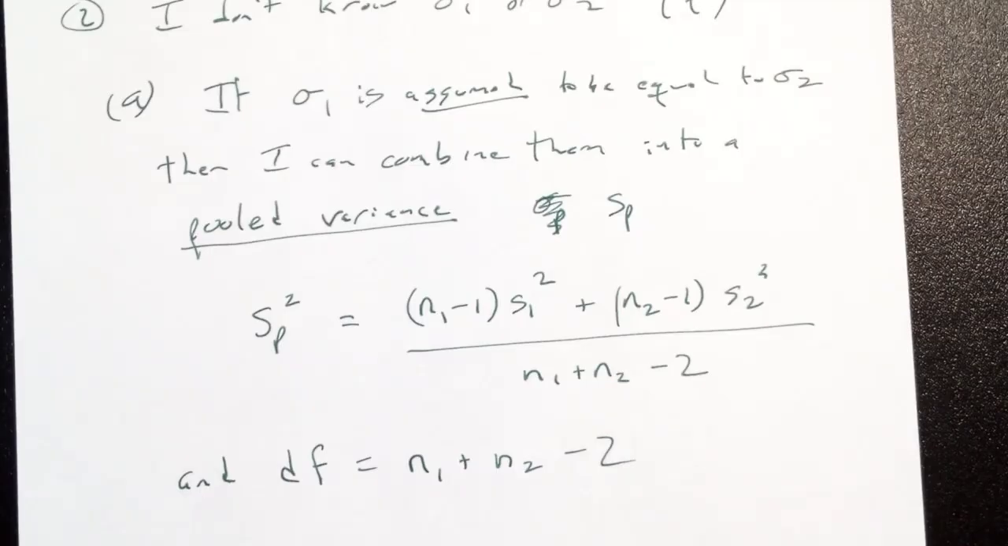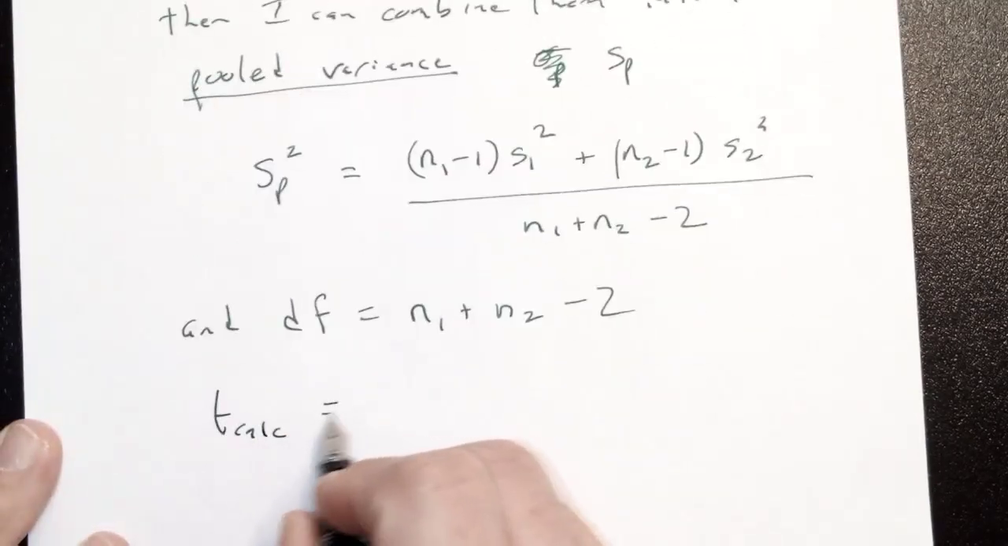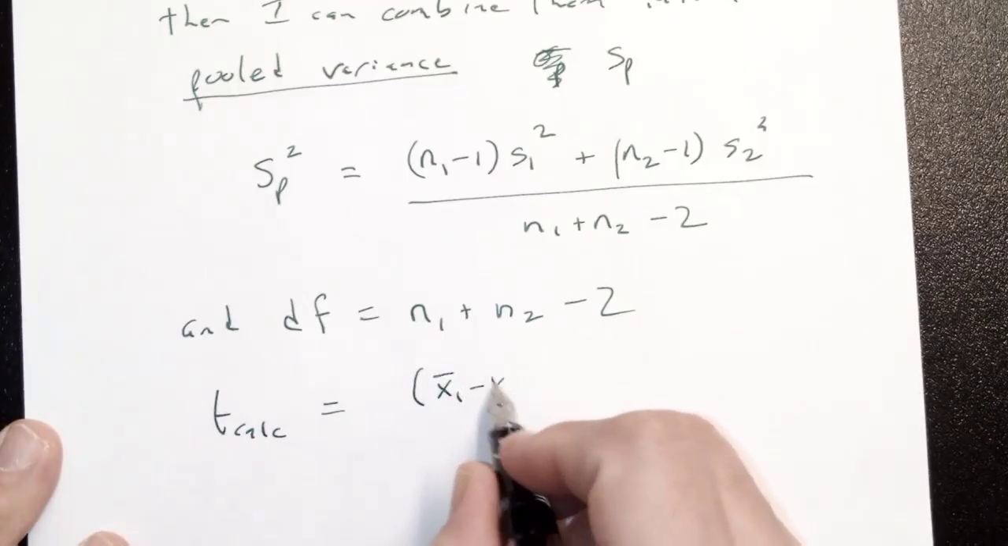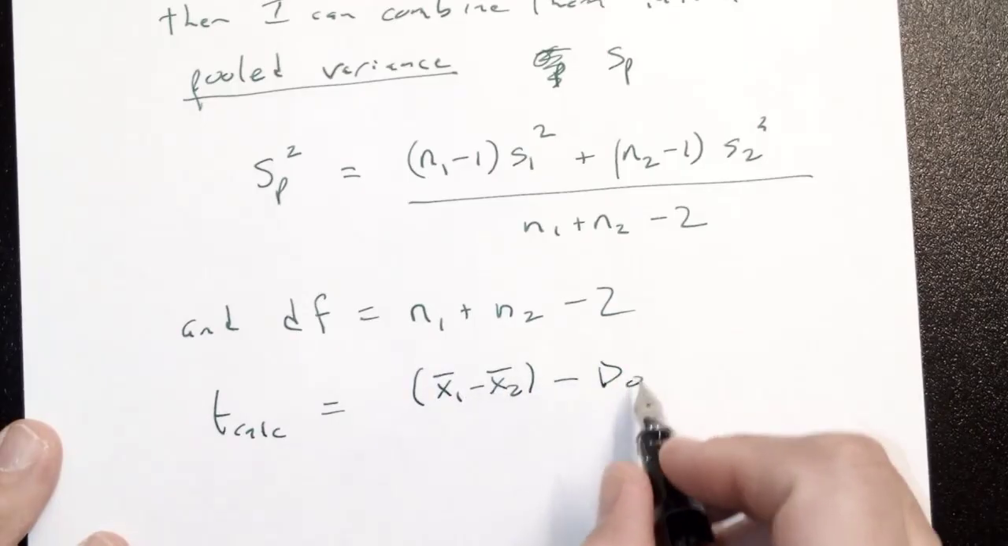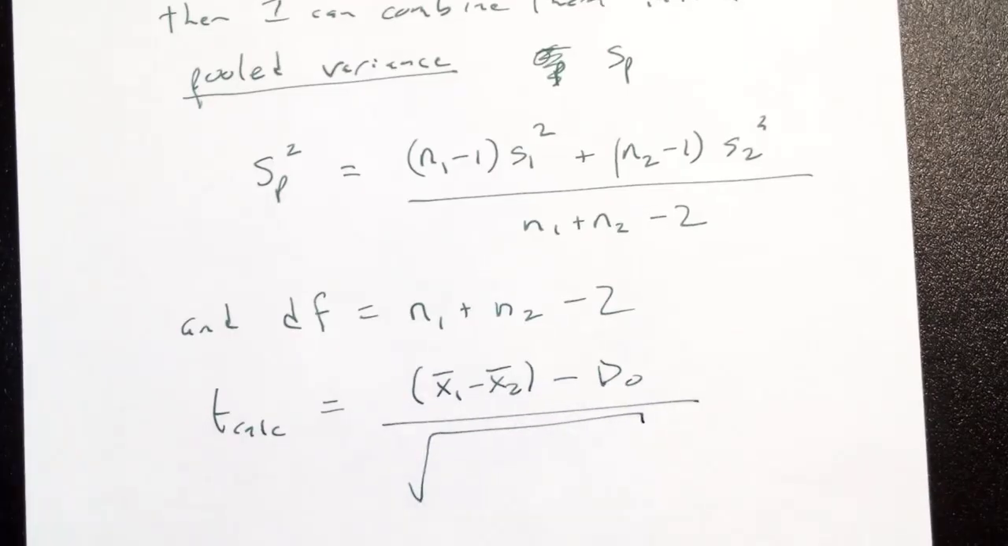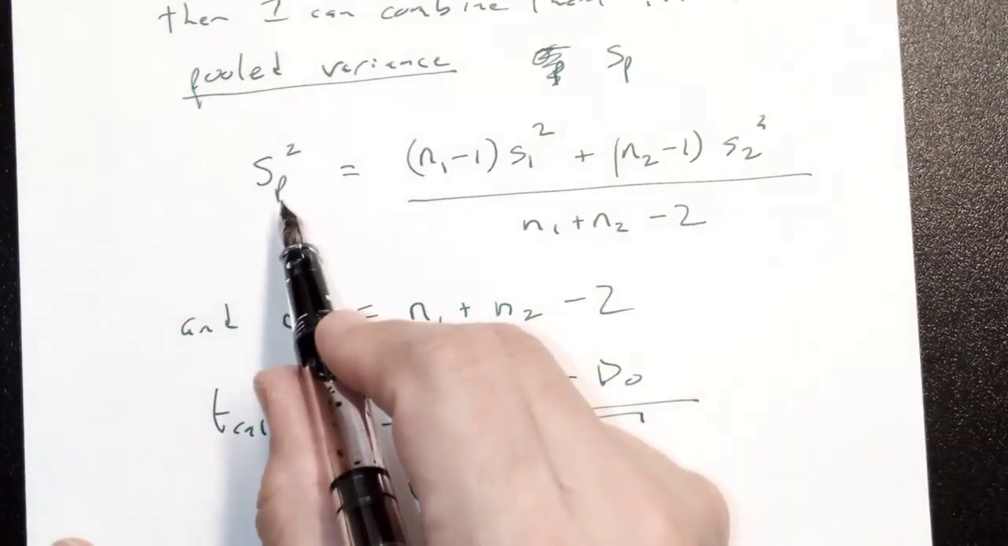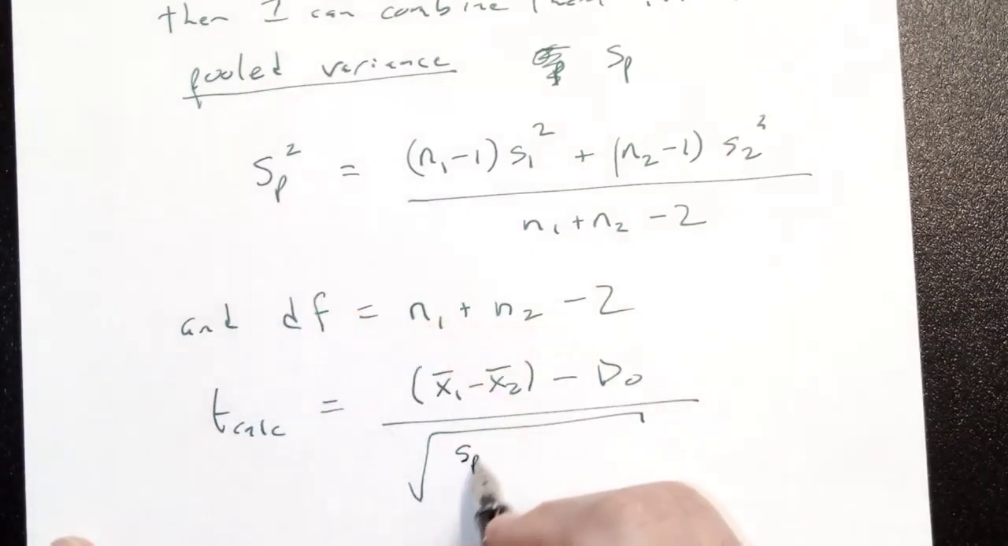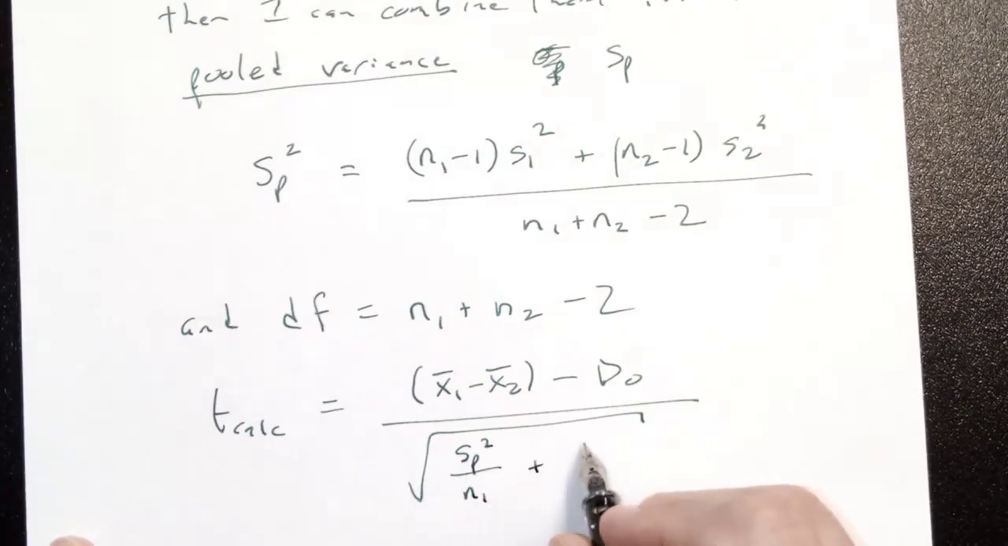If I do this, my T calculation is the same as my Z calculation. Now, what went on the bottom here was variance over the number. So I'm going to take this variance, the pooled variance, each time.